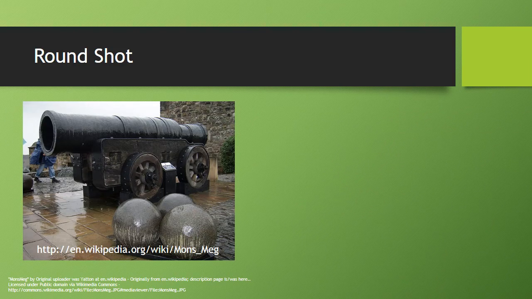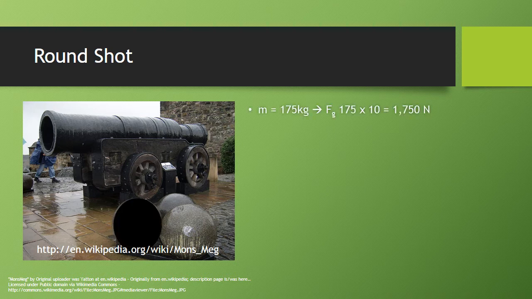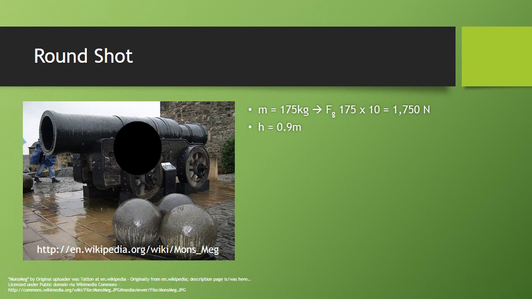Here is an absolutely massive cannon up in Scotland. Each one of these cannonballs weighs 175 kilograms. Now if we calculate the gravity force on that, multiply it by 10, that gives us 1,750 newtons. If it's gone up a height of 0.9 meters, then the force required to lift it must be the 1,750 newtons multiplied by the distance that it's moved.